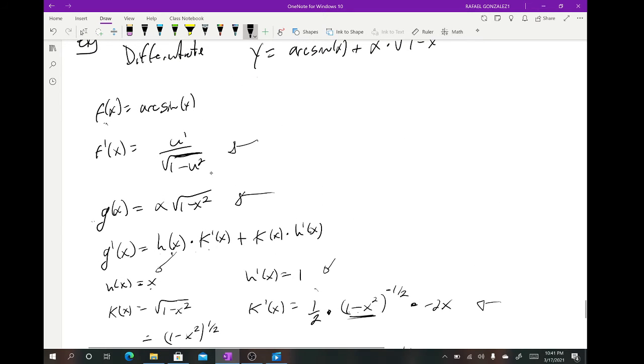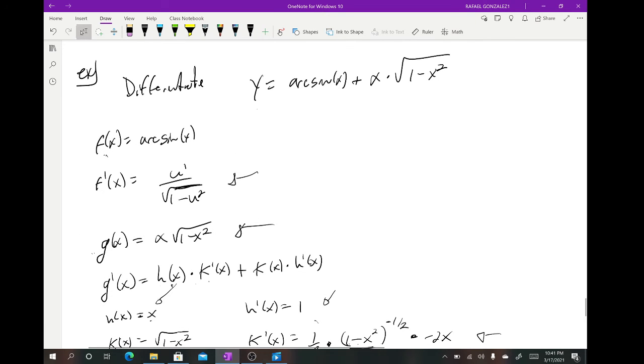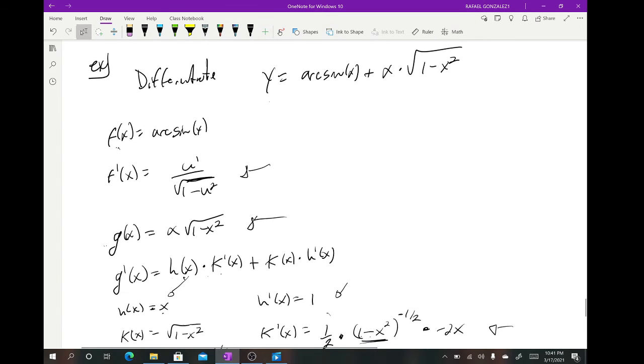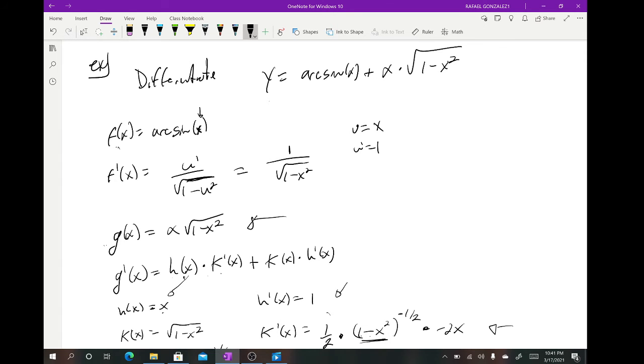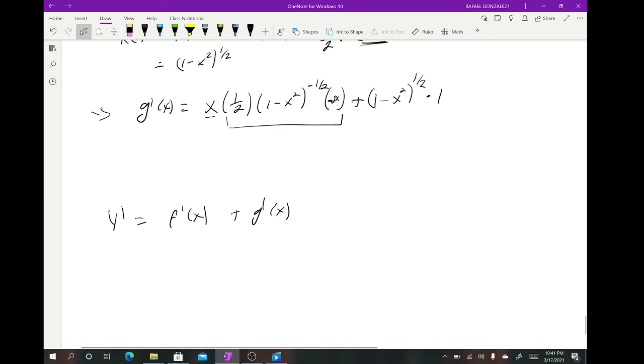Now, I haven't done much work with f prime of x, and the reason why is because here, if you notice, u is the value of the inside of the parenthesis here, but this is just x. So this is actually equal to the square root of 1 minus x squared, and the derivative of x is 1. This is because u equals x, so u prime is equal to 1. Right, so now I have everything that I need to solve the problem.